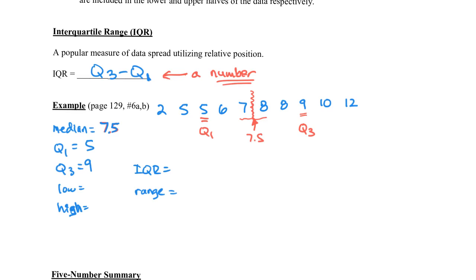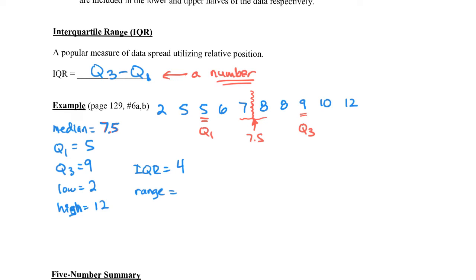Okay, now the low. Low is exactly what it sounds like, the lowest number. That's 2, obviously. And the high is 12. So interquartile range. Remember, that's going to be Q3 take away Q1. Q3 take away Q1. 9 minus 5 is 4.